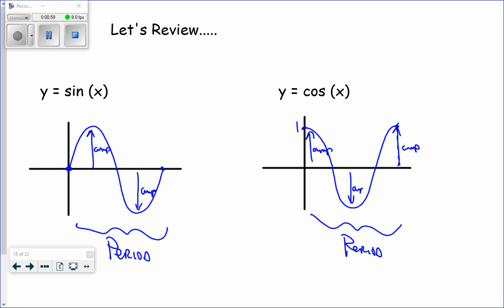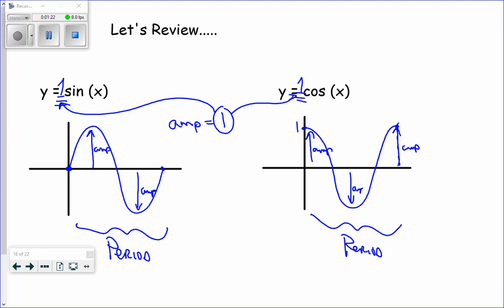So on your basic sine and cosine, the amplitude equals 1. Now just to prove it to you, the number in front here is a 1, right? 1 sine x, 1 cos x. So that's why the amplitude is 1. It matches that number in front.